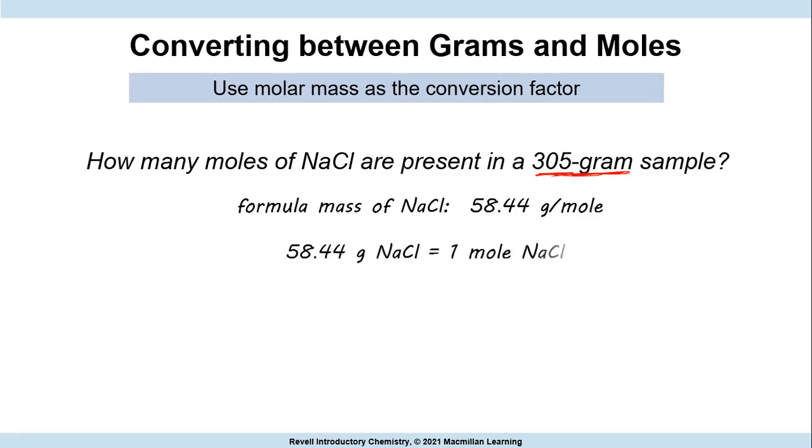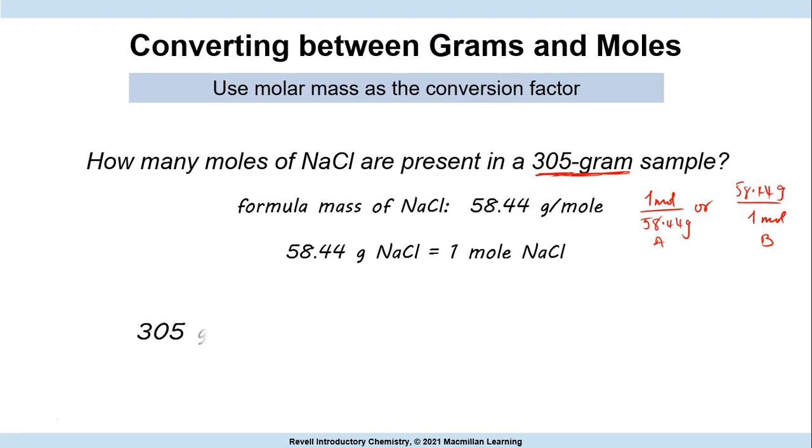Now, the conversion factor we can use is 1 mole equal to 58.44 grams, or 58.44 grams equivalent to 1 mole. This is the same thing. Let me call these A and B. Depending on what we are looking for, we are going to decide which of these conversion factors to use.